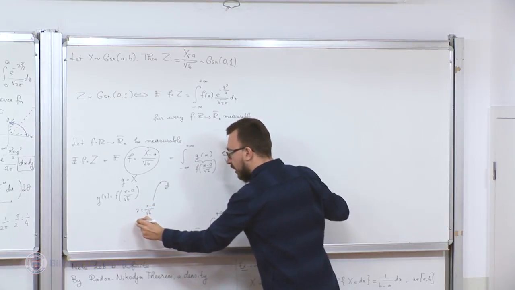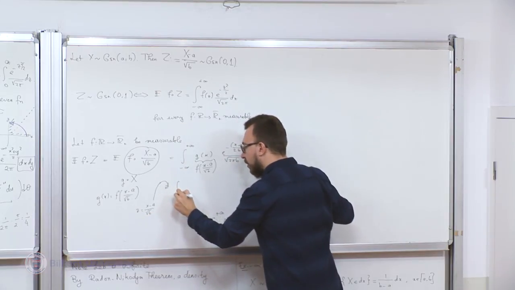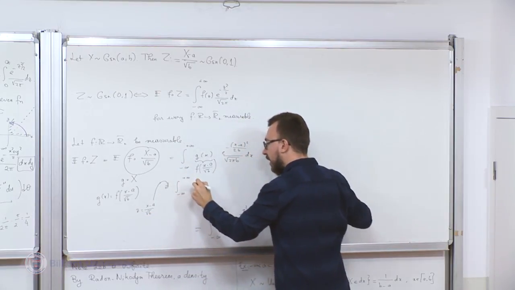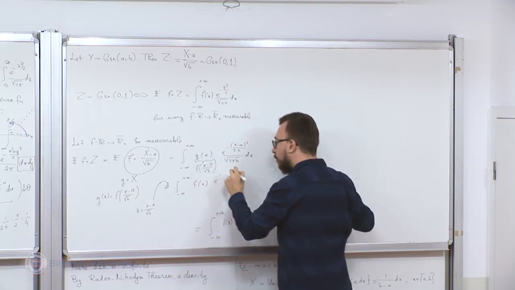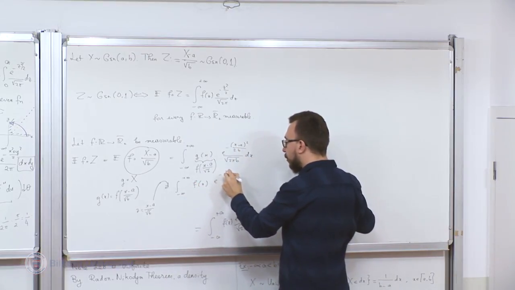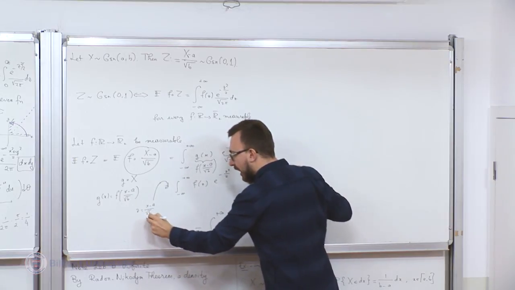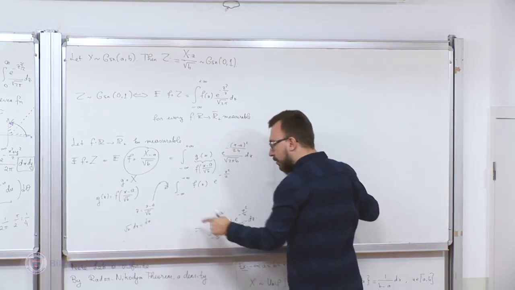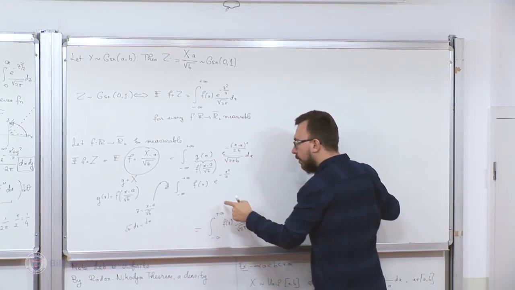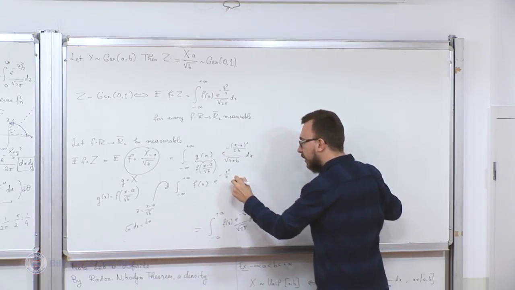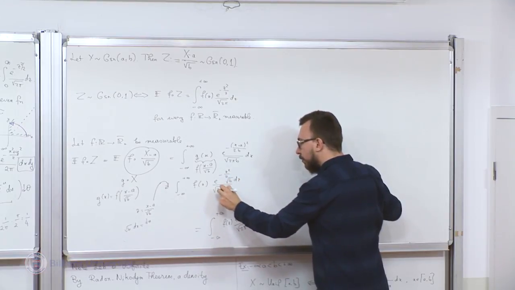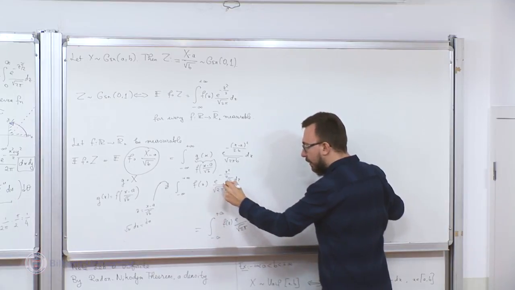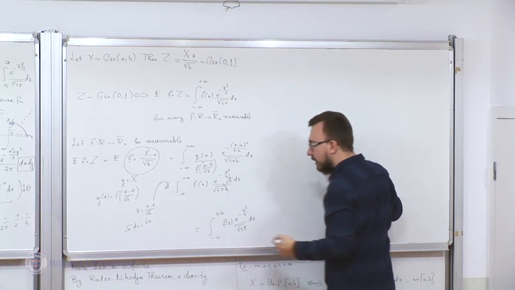So then, what do we get? Minus infinity to plus infinity, f of z, e to the negative z squared over 2. Then what is dx? dx is square root of b dz. So dx becomes dz times square root of b, divided by square root of 2 pi b. So the b's go away, and we get the desired result.